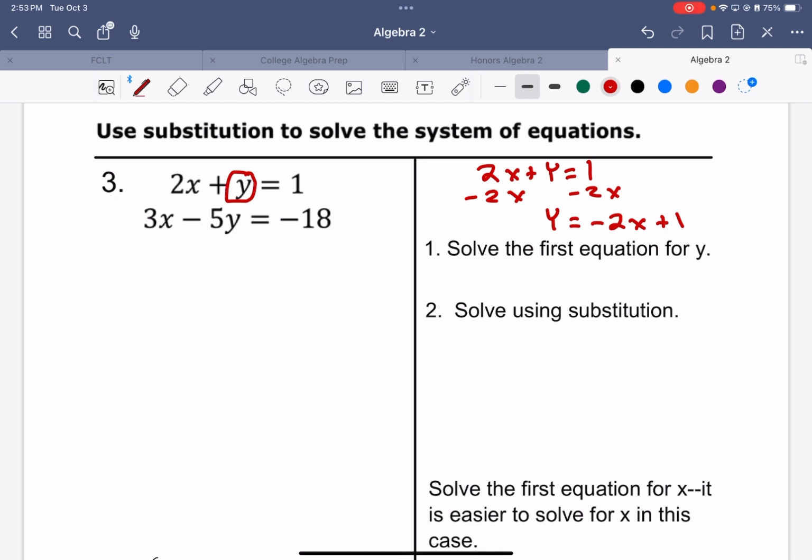So now at this point, I'm going to kind of just cross this thing out because I've replaced that with y is equal to negative 2x plus 1. They're equivalent to each other. Now I can go ahead and solve by using substitution.